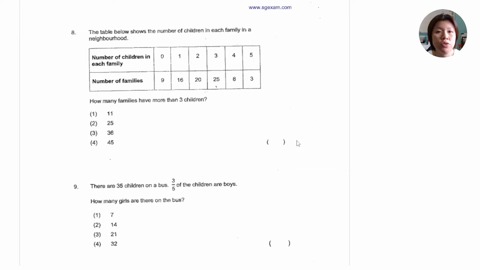Number of children is from 0 to 5, and number of families is as stated in the table. The one family that is more than 3 children, so more than 3 will be 4 and 5. So we look at the number, it's actually 8 plus 3 is equals to 11. So the answer is number 1.